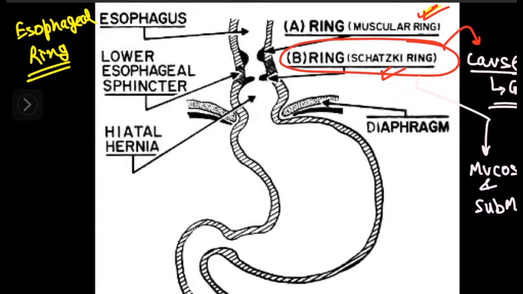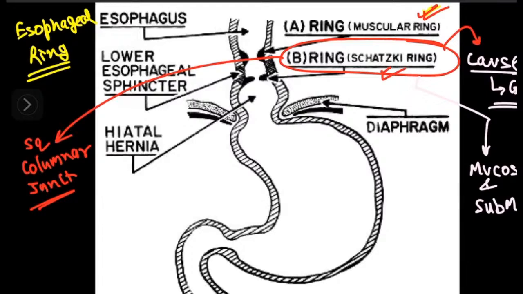Where is it forming? It is basically forming at the squamocolumnar junction. So you are getting this Schatzki's ring at this squamocolumnar junction. Are you able to appreciate it, guys?